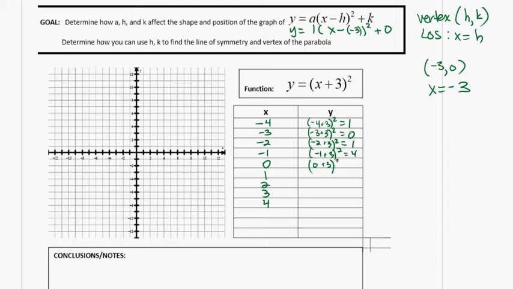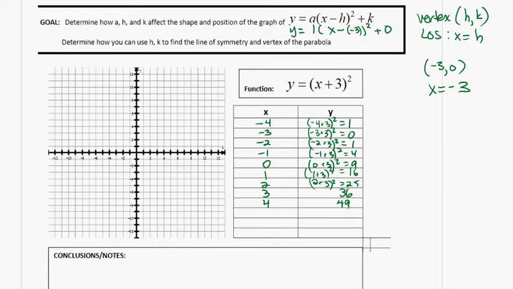0 plus 3 squared is 3 squared, which is 9. 1 plus 3 squared is 16. 2 plus 3 squared, 25. I continue: 3 plus 3 squared is 36. 4 plus 3 squared, 49. So let's plot these points.